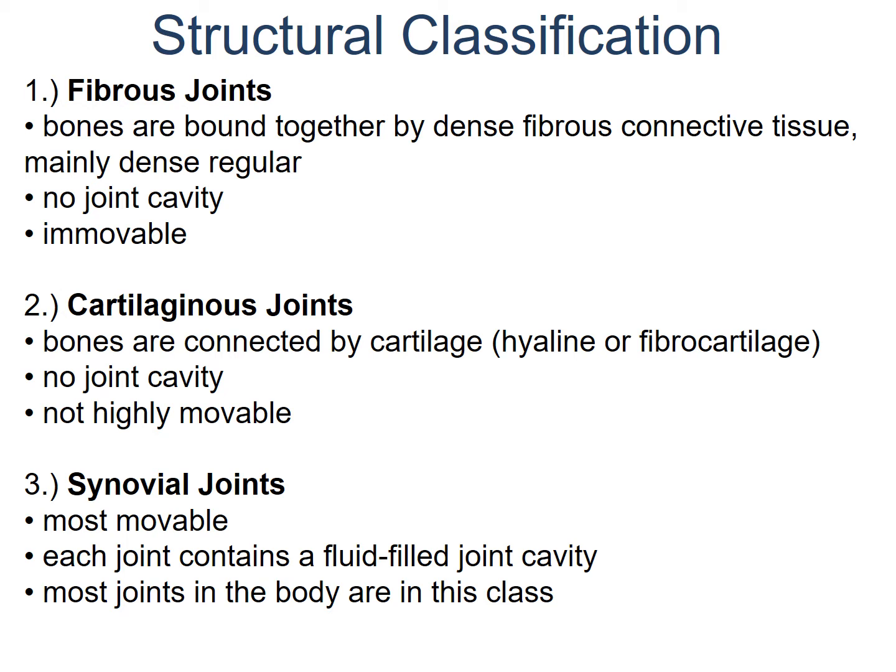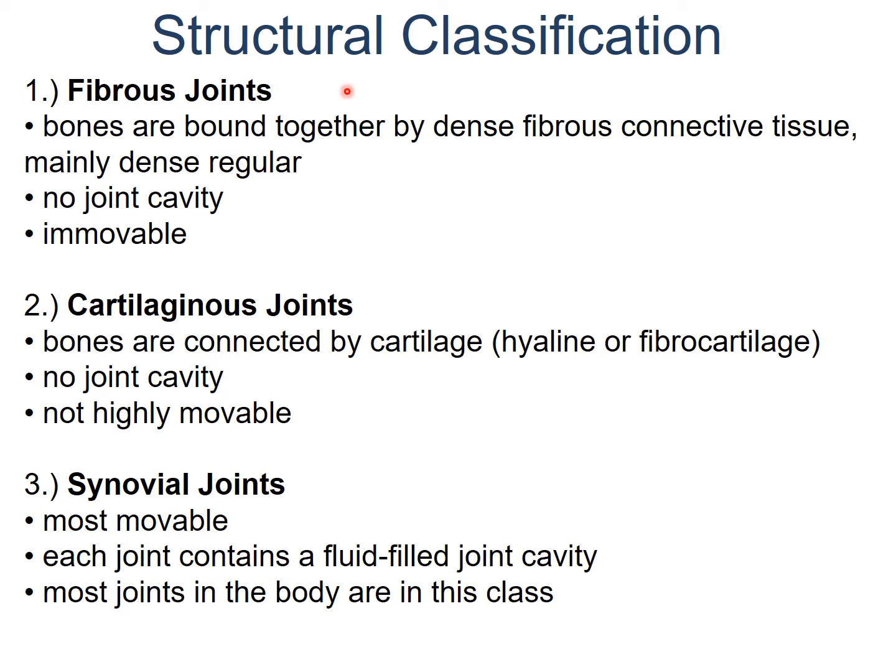When we look at the structural classification, there also happen to be three different categories. The first category is the fibrous joint. In the fibrous joint, the bones are bound together by dense fibrous connective tissue, mainly dense regular connective tissue. And we know that dense regular connective tissue is really just a bunch of collagen fibers going in the same direction. So fibrous joints contain dense regular connective tissue.